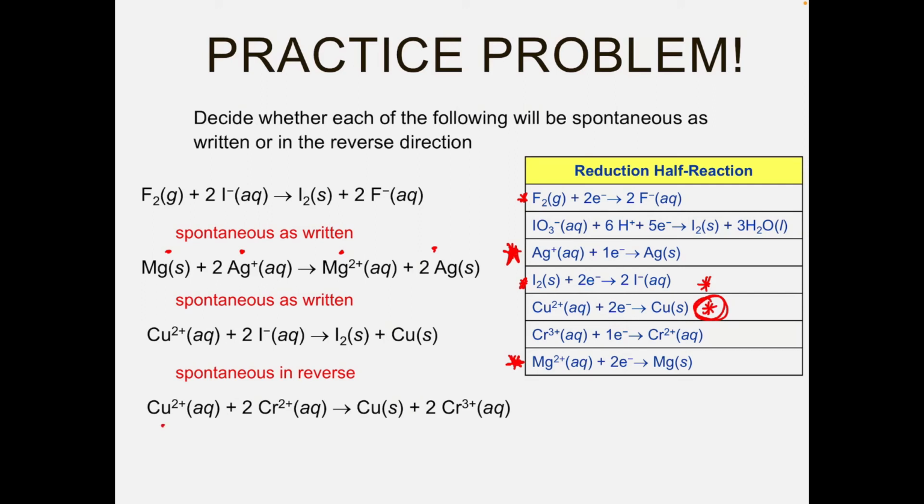All right, last one. We have copper being reduced to copper solid, and chromium being oxidized to chromium 3+. Copper is being reduced, so we would want copper higher up than chromium. So here's copper, here's chromium. Again, copper is in fact higher, therefore copper should be being reduced just like it is, so it's spontaneous as it's written.